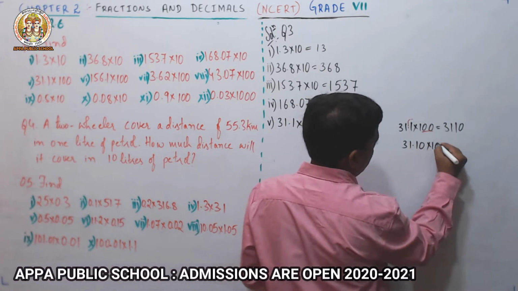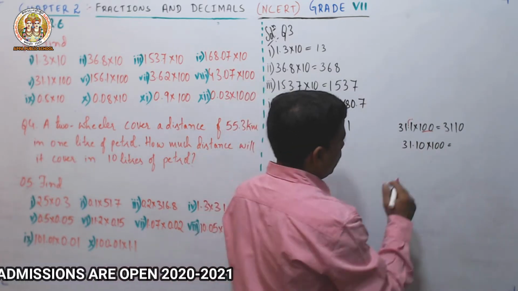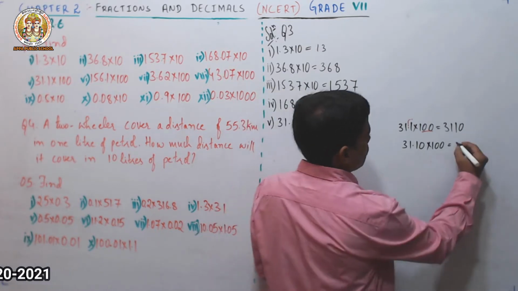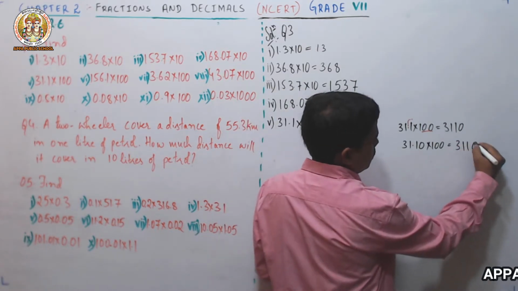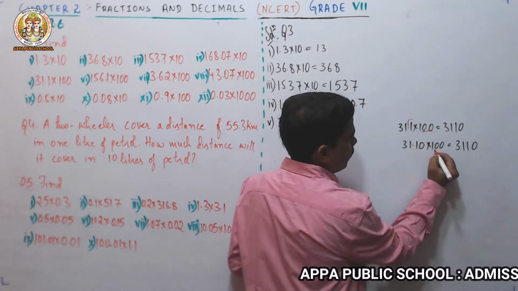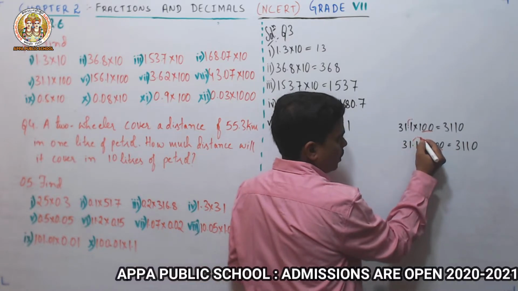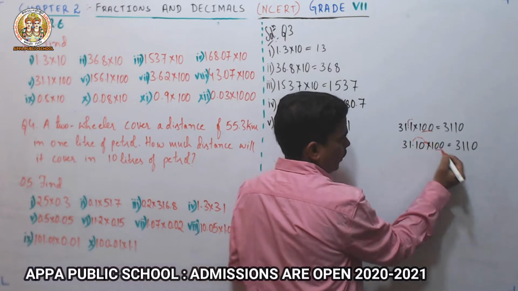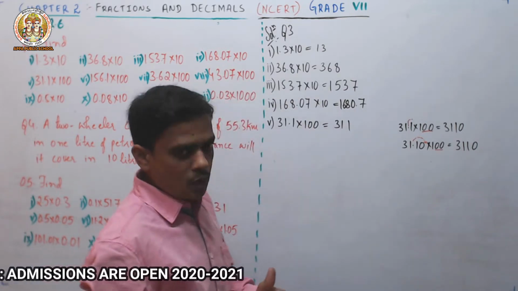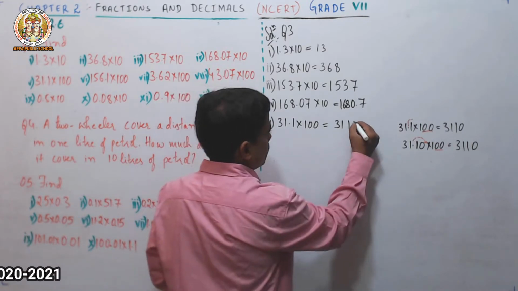Into 100, how much will it be? See here, totally I will write 31110, and I shift the decimal point by 2 numbers because we have 2 zeros. So 1 number, 0 the other number. So it will be 3110. That's it. If there is no 0, take 1 extra 0 and write it as 0.